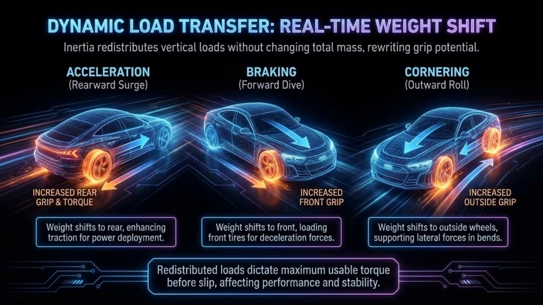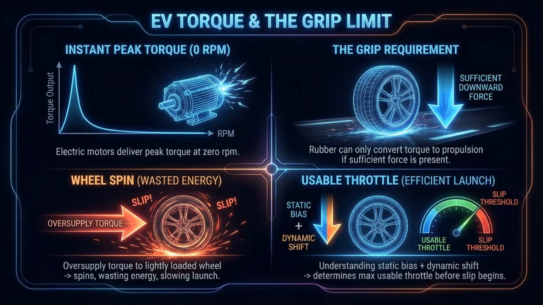The total vehicle mass does not change. Only the vertical load on each tire changes. This load shift is quantified by the relation delta Fz equals mass times acceleration times center of gravity height divided by wheelbase. As vertical load moves, tire grip is redistributed instantly. The tires carrying more load can generate more force, which directly limits how much motor torque or braking force can be applied. In short, weight transfer controls grip, and grip controls vehicle performance and stability.